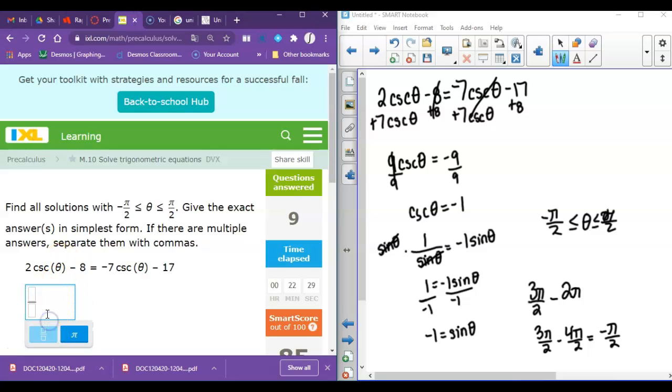So negative out here, negative pi over 2.